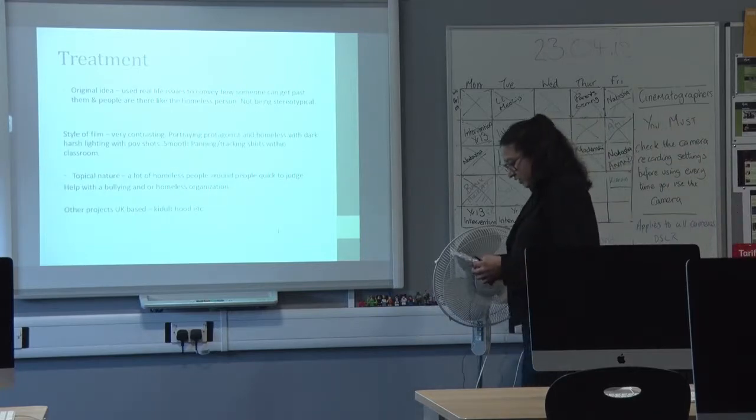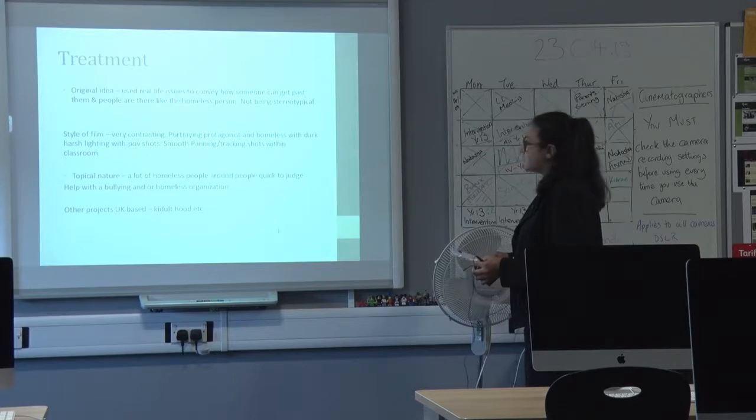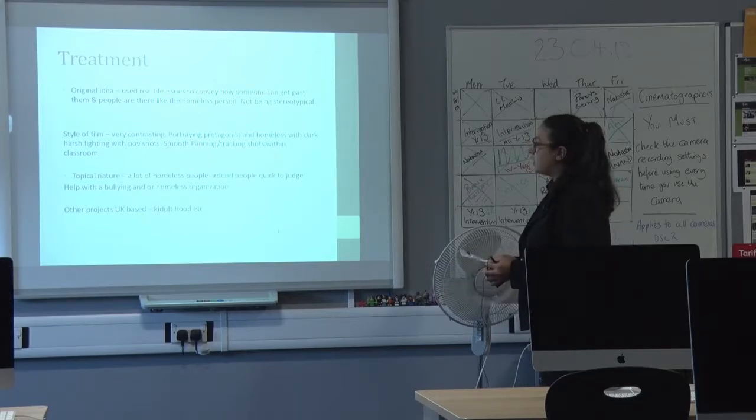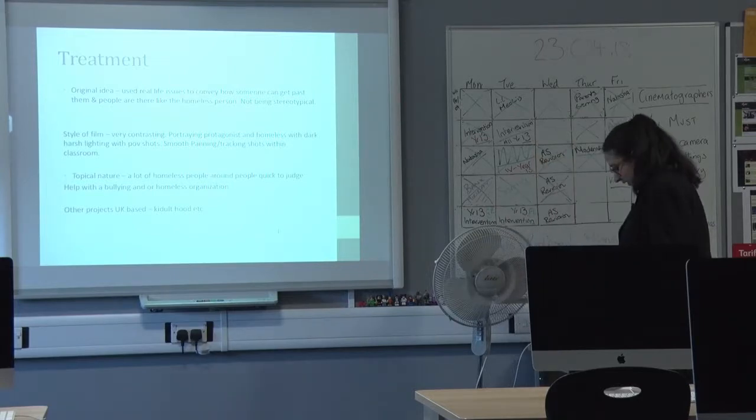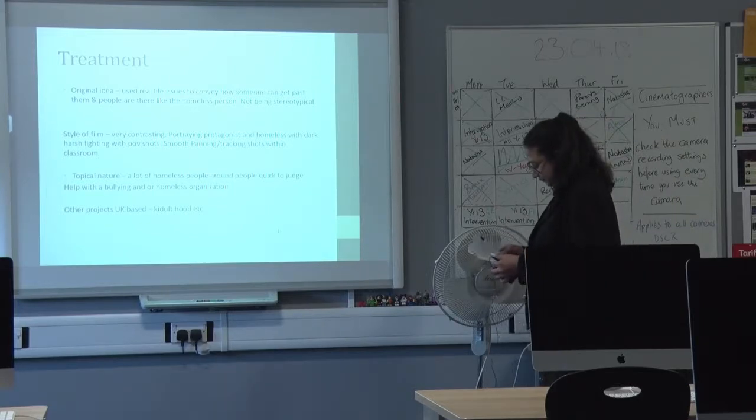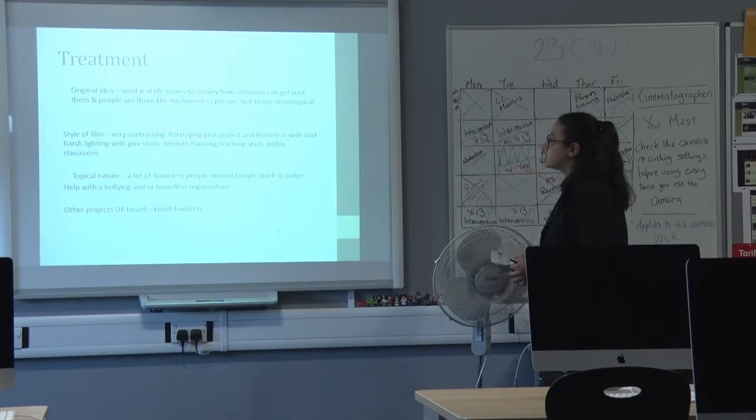It's an original idea because it has real life issues such as bullying and homelessness. The style of the film will be contrasting the protagonist and the homeless person, so having harsh lighting for the homeless person and the bullies, while having bright lighting for the protagonist. It links in with society as people are quick to judge. So this will be the opposite in my movie for the homelessness and the bullying.